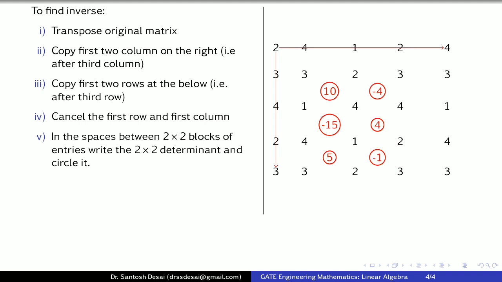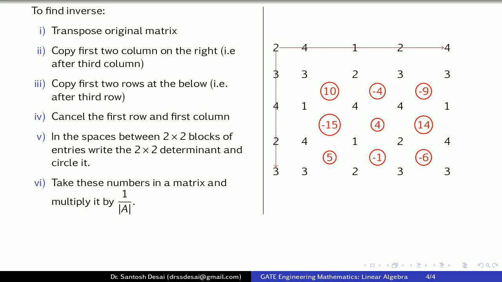And similarly for the last two columns, 3 into 1, that is 3, minus 12, that is equal to minus 9, and 4 into 4, that is 16, minus 2, that is equal to 14, and finally 2 into 3, that is 6, 6 minus 12, that is equal to minus 6. And once you form this, then take these numbers in a matrix and multiply it by A inverse. So let us consider these circled numbers as a matrix and multiply this matrix by 1 upon determinant of A.